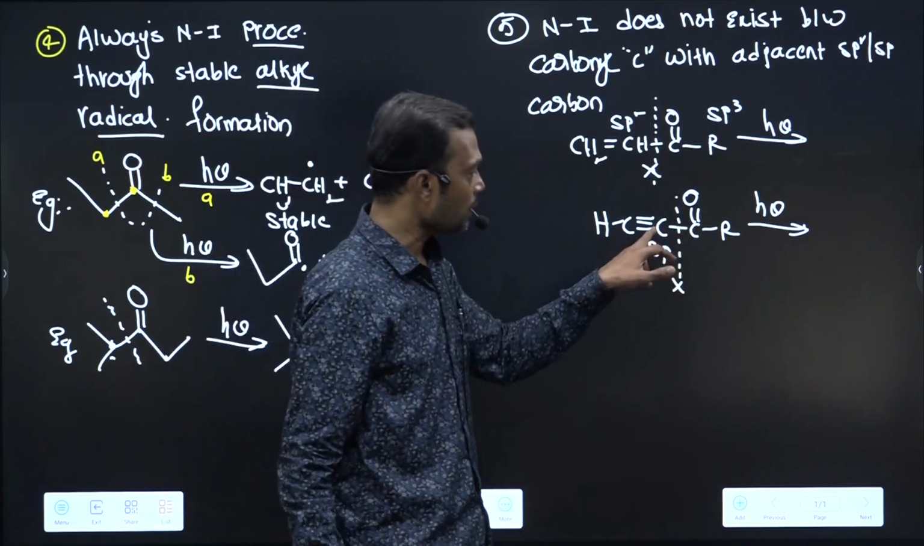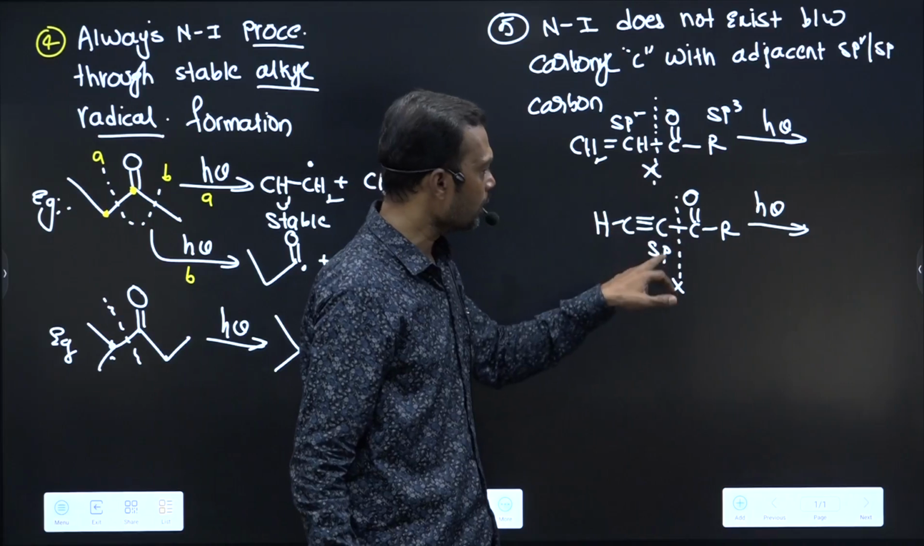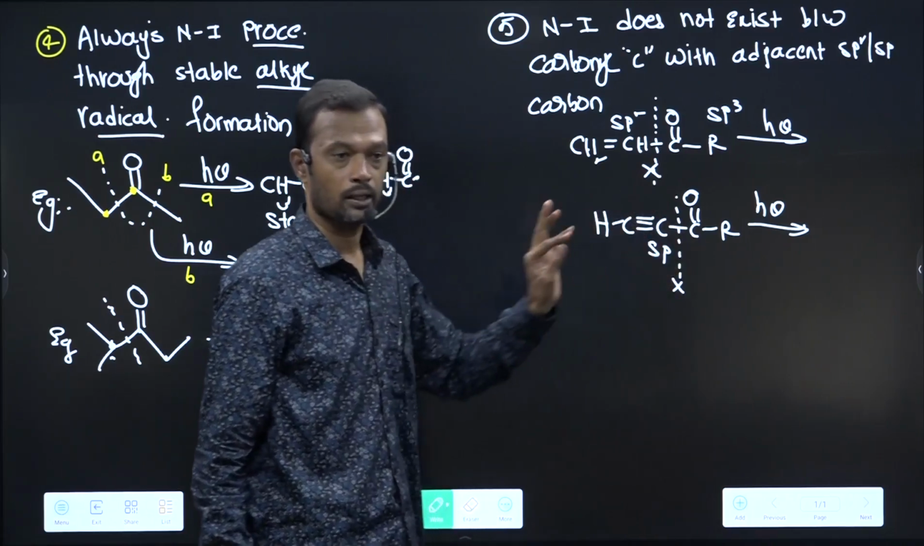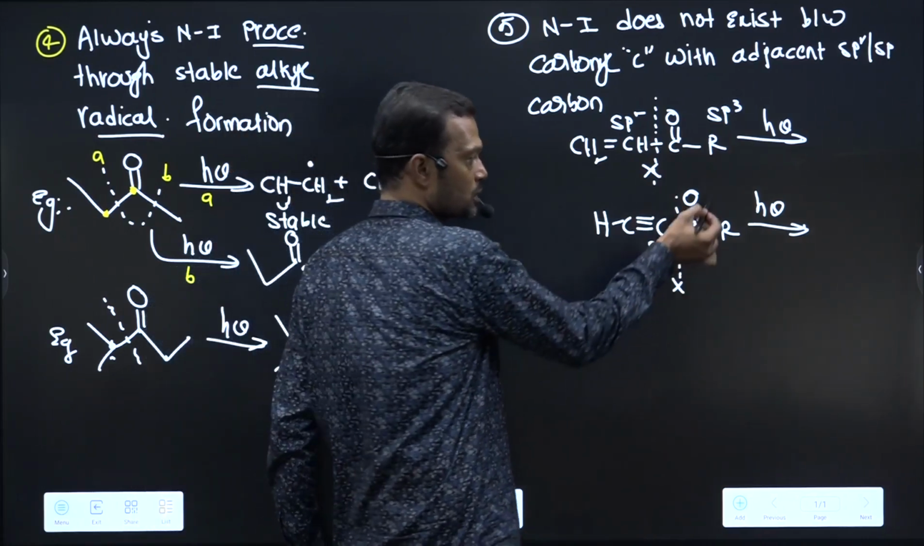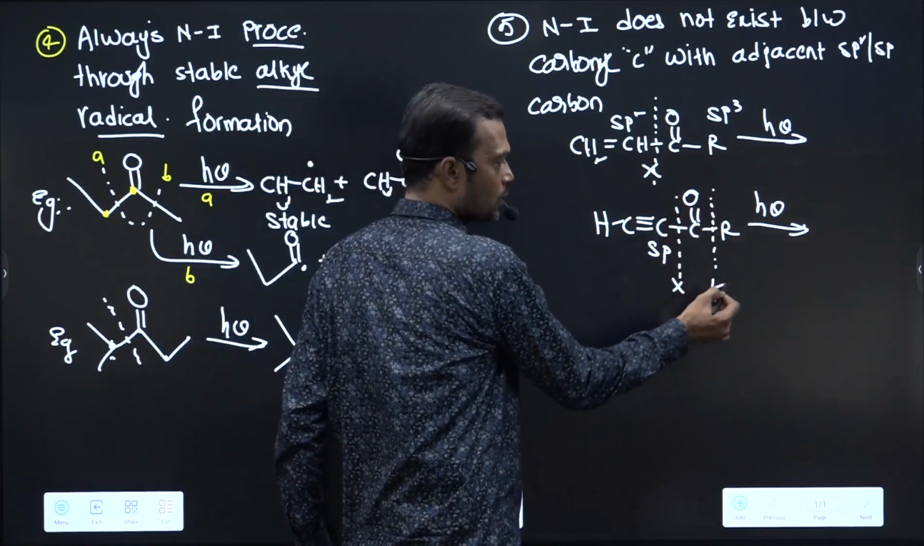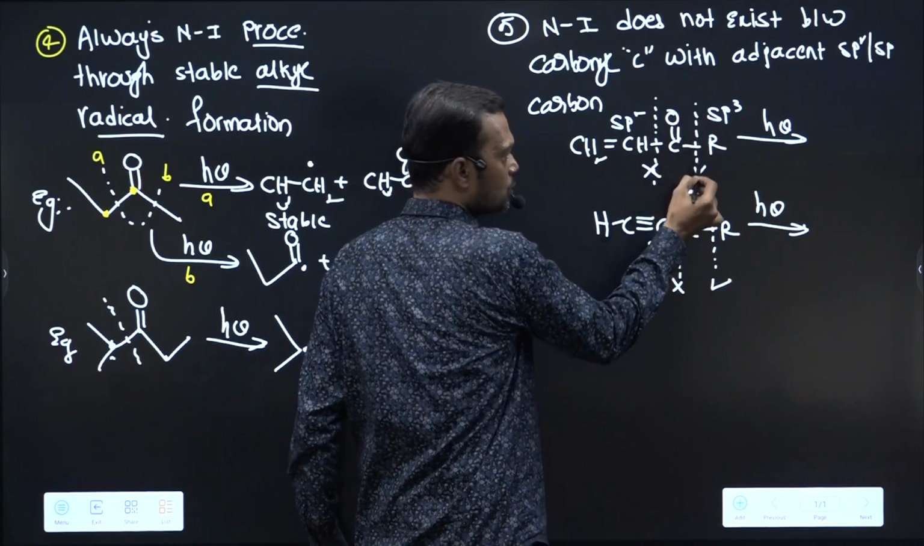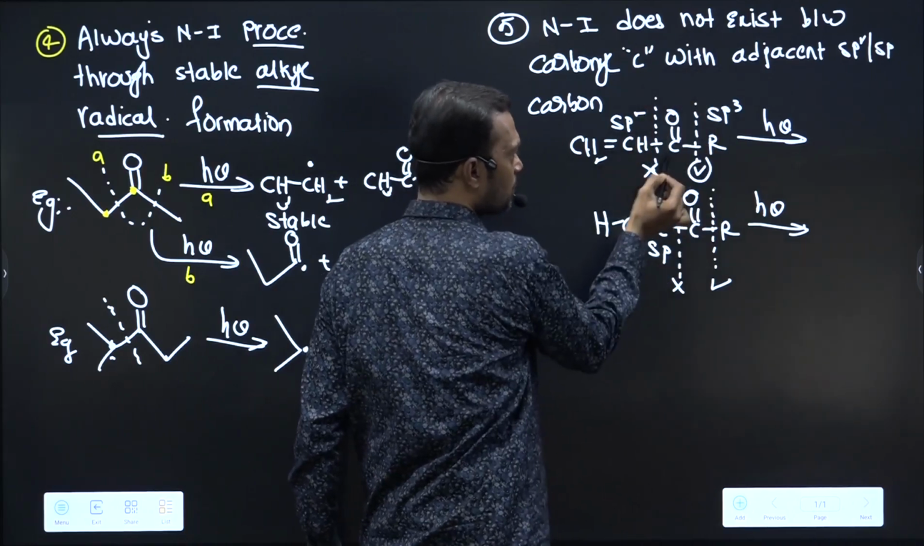If any sp2 carbon or sp carbon is directly connected to the carbonyl, even though it is an alpha carbon, Norrish one is not possible in that direction, but the other direction is possible. See, this side is possible. So Norrish one does not exist between this carbon and this carbon.